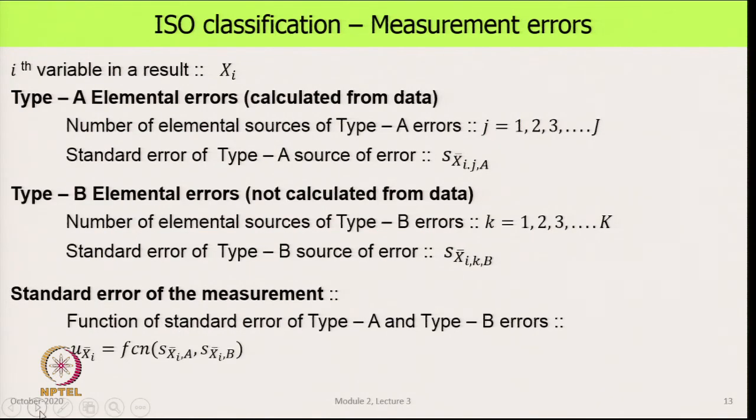So, all of that was as per ASME PTC 19.1. We will take a few minutes and just talk about ISO classification, and this is as per the GUM. So, what we do is the same thing in the first step. For each xi, we identify all sources of error. Rather, elemental sources of error.